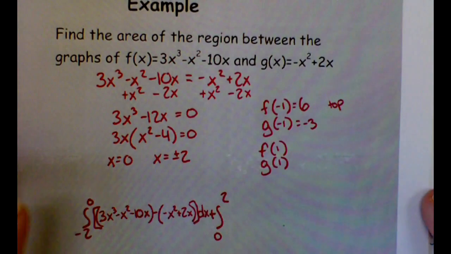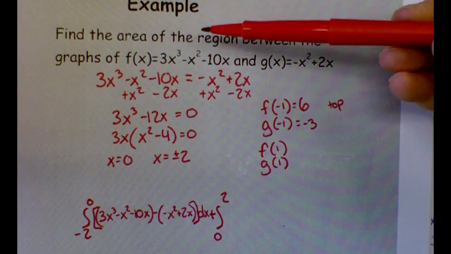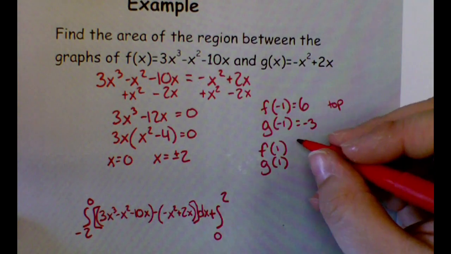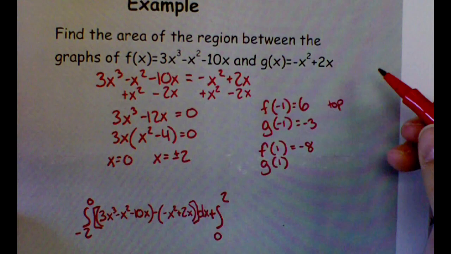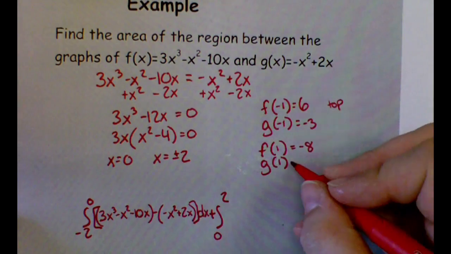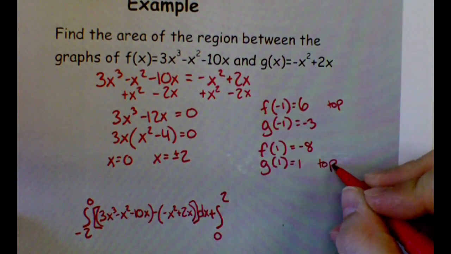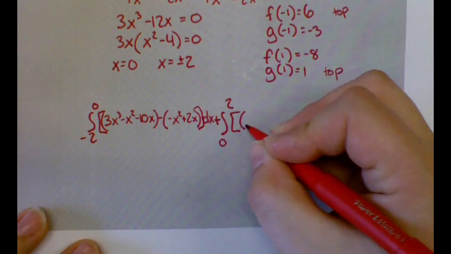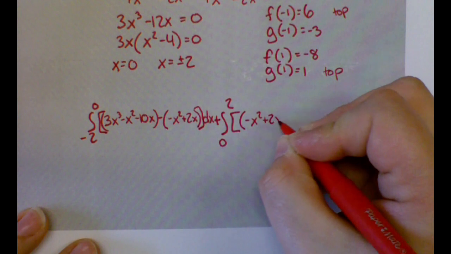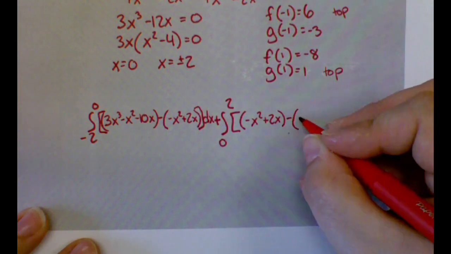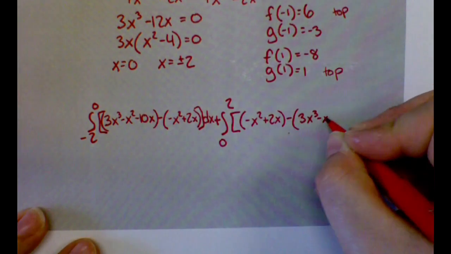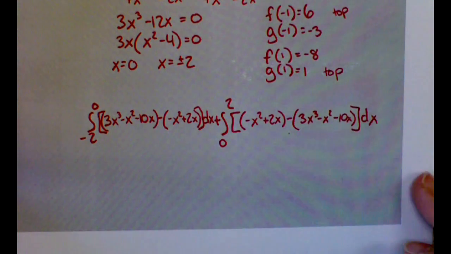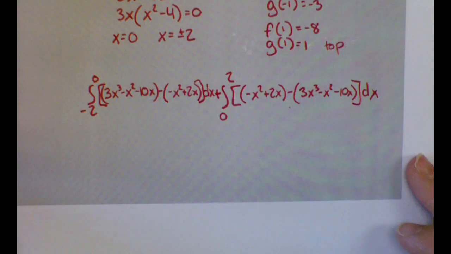All right, and same thing with positive 1. I get negative 8 for f of x, positive 1 for g of x, which means g of x is the top in that section. So here we'll take g of x minus f of x dx. We'll simplify this down a little bit and then evaluate our integrals.